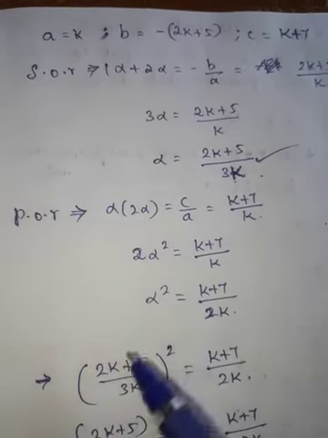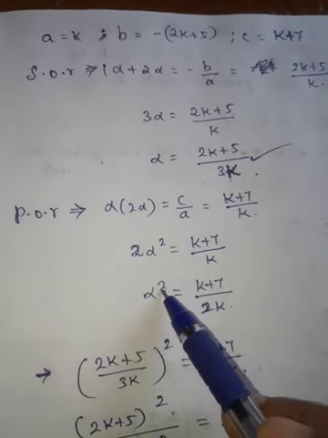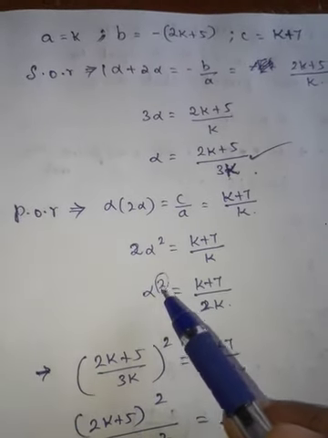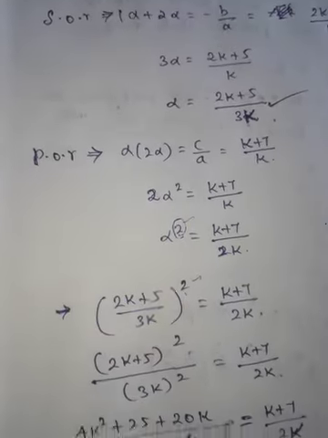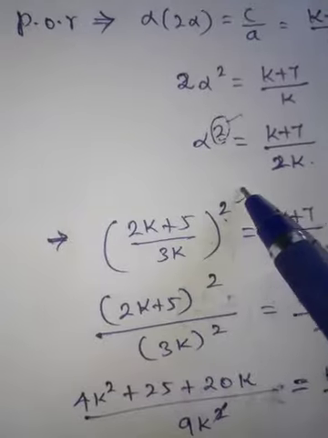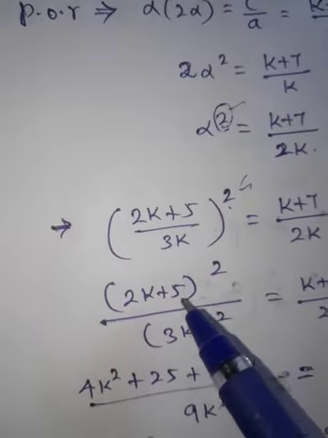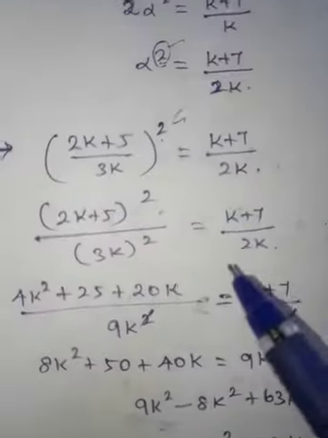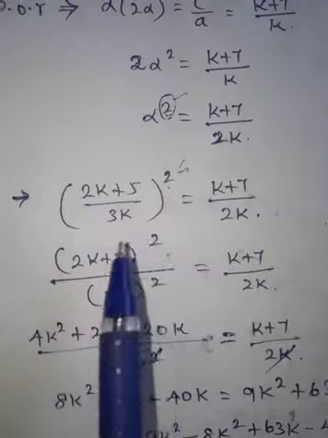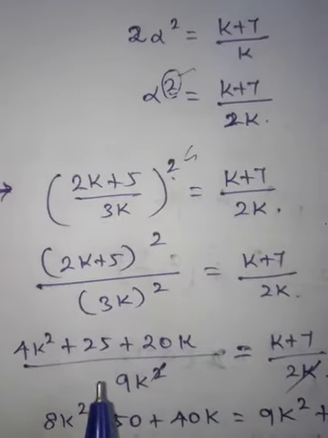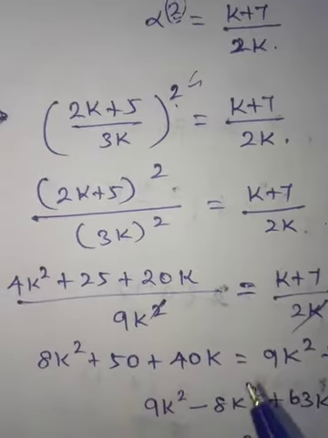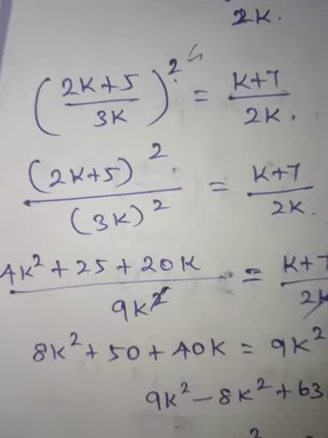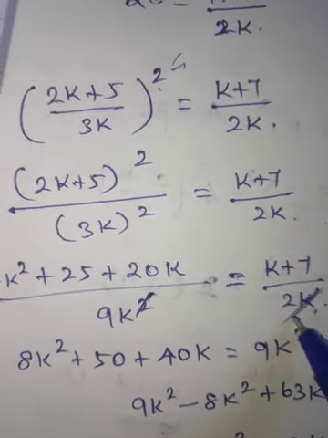Alpha value is 2k plus 5 by 3k whole square, because in the question the product of roots has the power value 2. So here also put power value 2. So k plus 7 by 2k. If it is a square, the 2k plus 5 whole square we can write separately, then 3k whole square equals k plus 7 by 2k. Then using the a plus b whole square formula, a square plus b square plus 2ab by 9k square equal to k plus 7 by 2k. Then k square and k cancel.